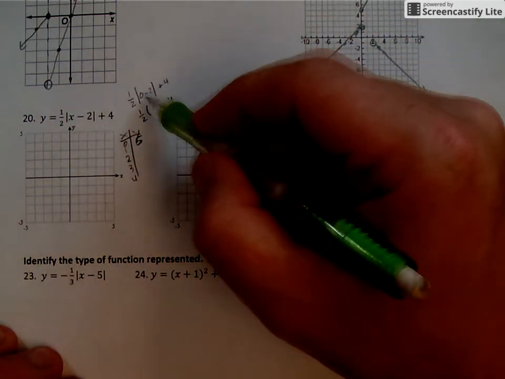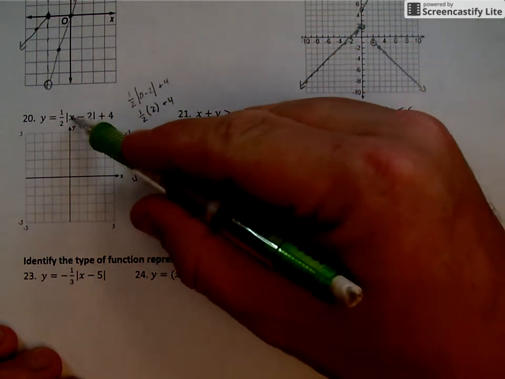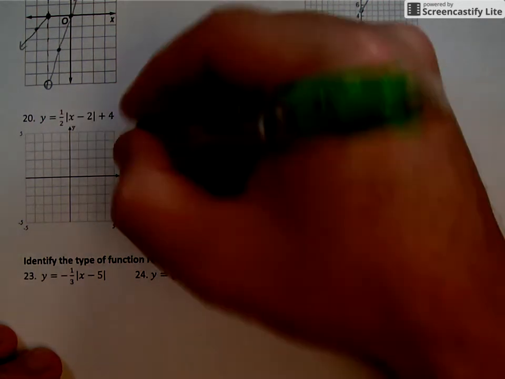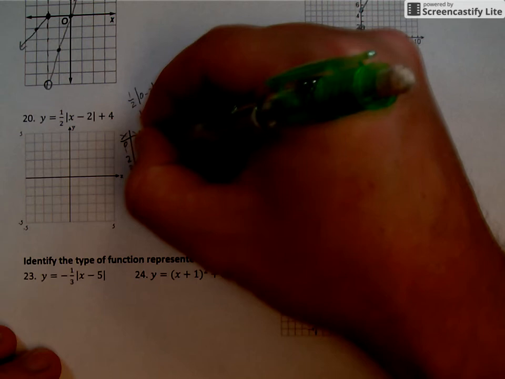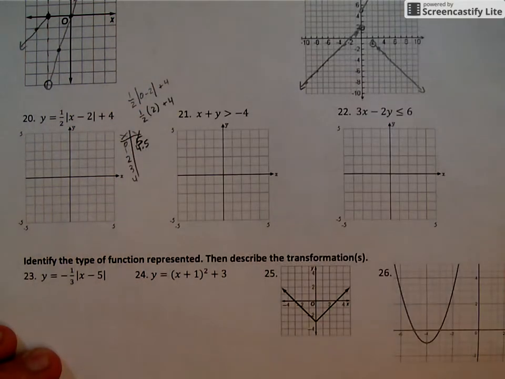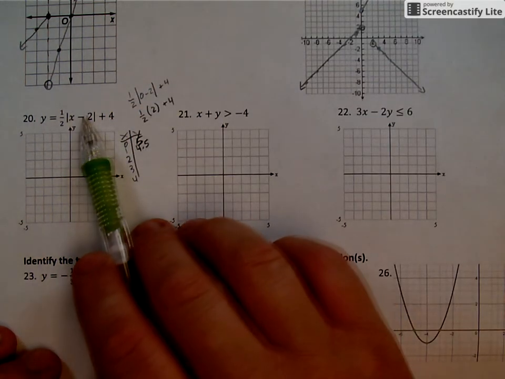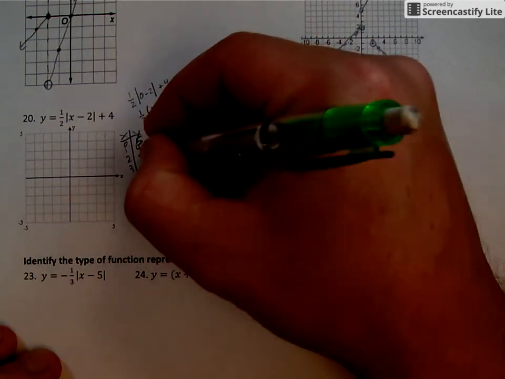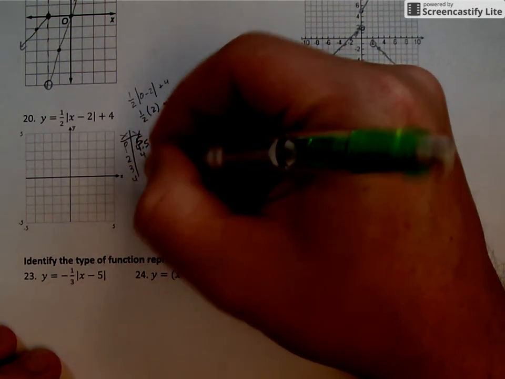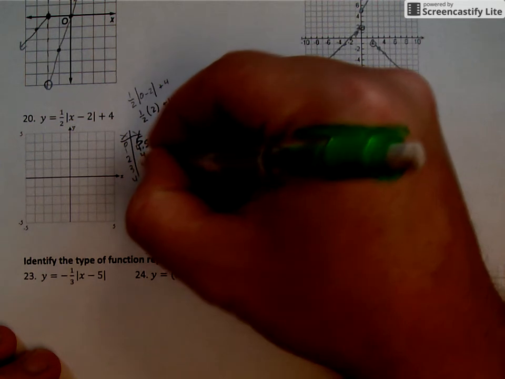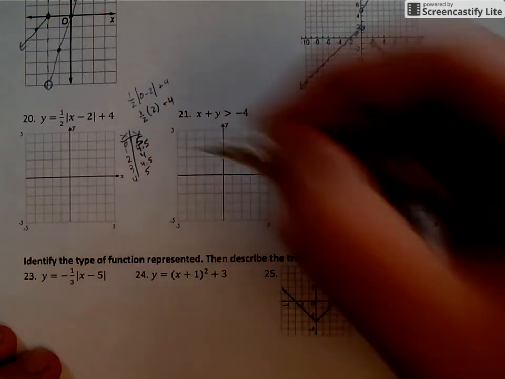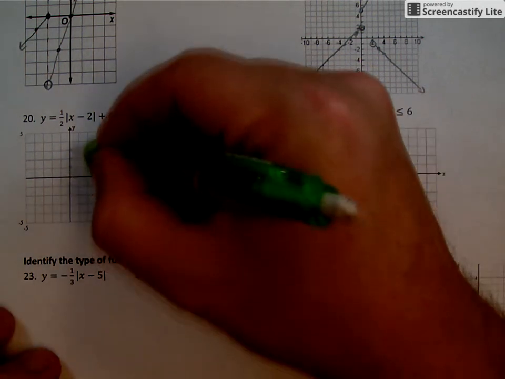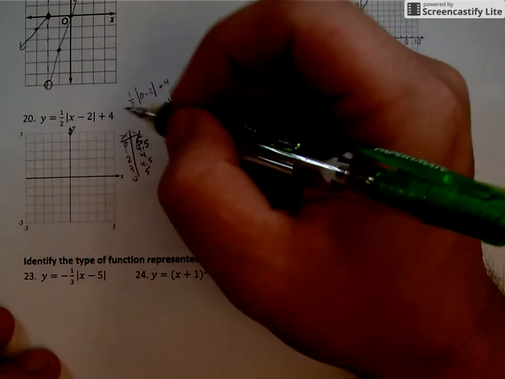Plug 1 in. You're going to have 1 minus 2 in the absolute value, which is -1. Absolute value, that is positive 1. 1/2 times 1 is 1/2 plus 4, so we got 4.5. I'm going to have to write kind of small here. Plug in 2. 2 minus 2 is 0. Absolute value of 0 is 0. 1/2 times 0 is 0. We end up with just the 4. And then you can plug in 3 and 4. It's symmetric. We're going to get 4.5 and we're going to get 5. Again, you can test them just to verify, but for the sake of the video, I'm going to skip plugging them in and showing you that.